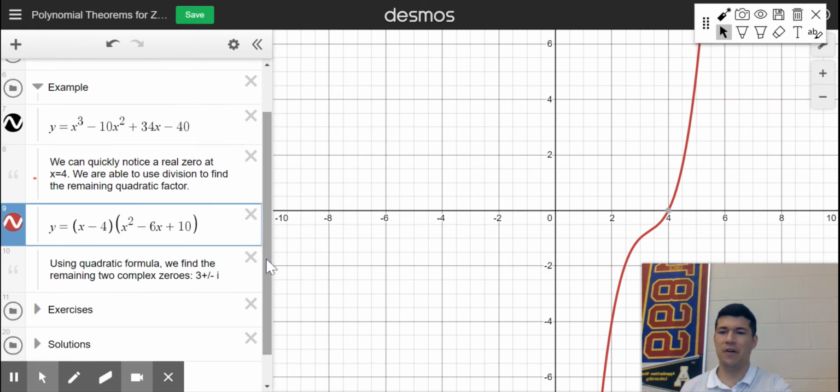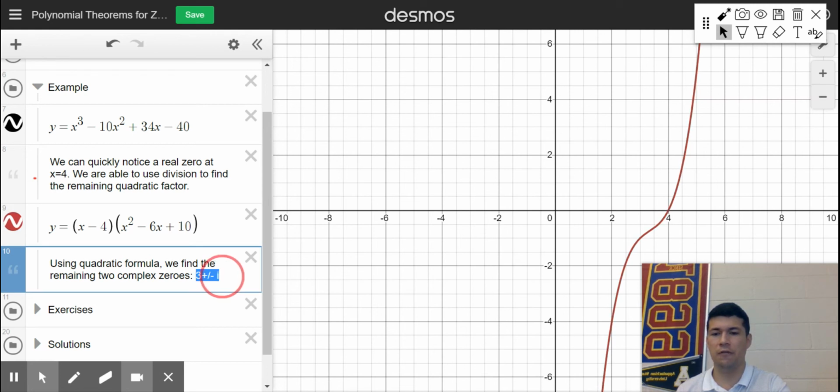At this point, if I want to find the remaining roots, I would use the quadratic formula, also a Math 2 topic. If you correctly use the quadratic formula for this problem, you'll find that the remaining roots are 3 plus or minus i. So there you have it. A cubic function, third degree, has 3 complex roots. Of those 3, one of them was a real root, a real zero, and that's x equals 4. Where are the other 2 zeros? Well, they're complex zeros, in this case imaginary. One of them is 3 plus i, one of them is 3 minus i.